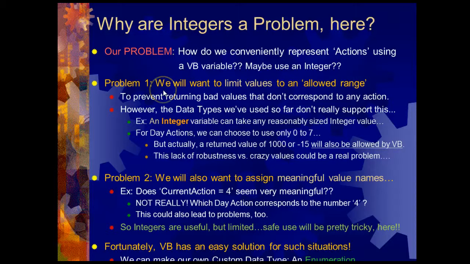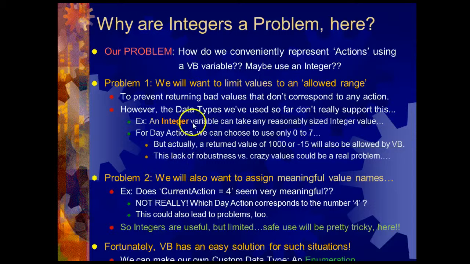Problem 1, we will want to limit values to an allowed range. Okay, so if we are going to use an integer, we sort of want to prevent lots of different values, so we only have 8 states, or 8 different values we're going to allow. Even if we were going to use integers somehow, we would only want to allow 8 possibilities. So, as I said, it's a matter of convenience, to prevent returning bad values that don't correspond to any action.